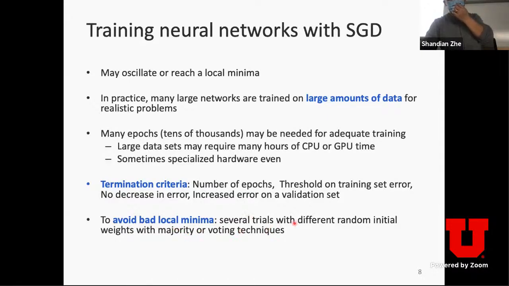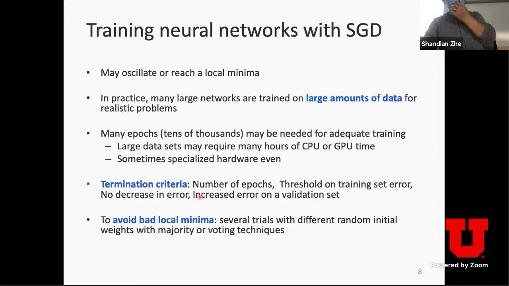Usually we can try several training procedures. Each procedure, we start with different random weights, with majority voting techniques. Or you can use a third validation set where you try random training 5 times and you pick the one that gives the best performance on the validation set. So you have to combine these tricks to get some good performance.